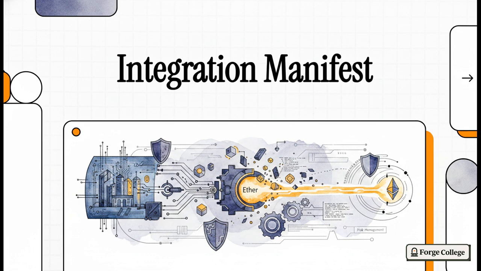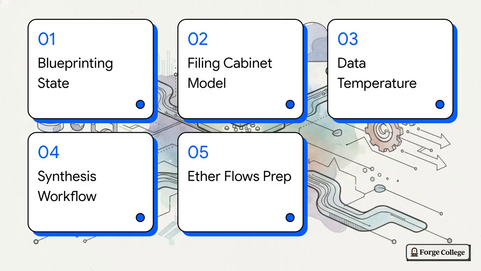We're going to take all those brilliant, isolated code optimizations you've been working on and forge them into one single, cohesive integration manifest. So, here's our blueprint for today's session. We'll start by blueprinting your state. Then we'll dive into the filing cabinet metaphor and move on to temperature checking data. From there, we'll hit the synthesis workflow and finally wrap up with preparing for ether flows. Let's get right into it.